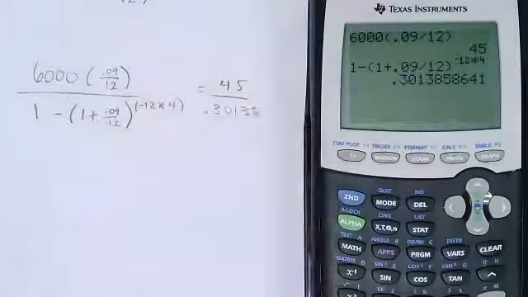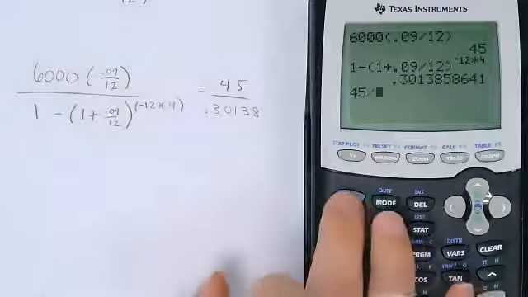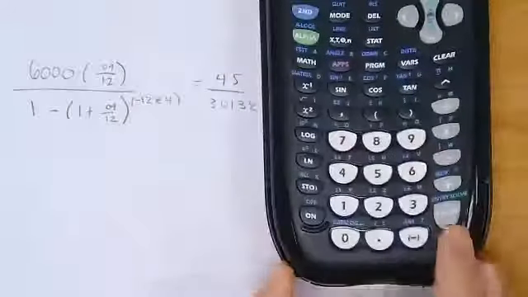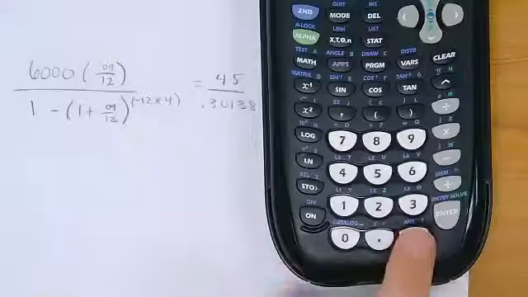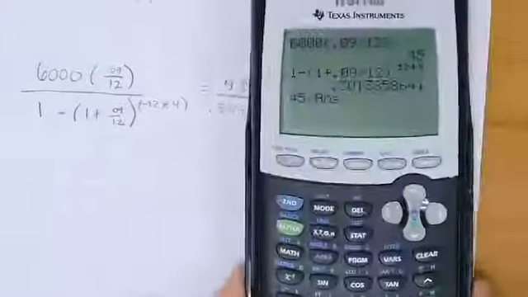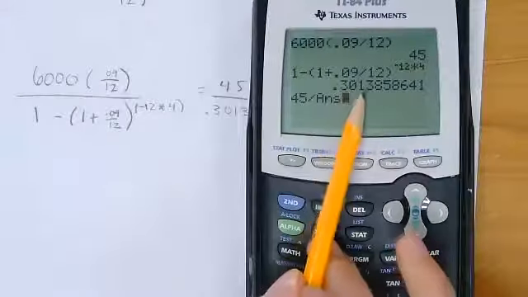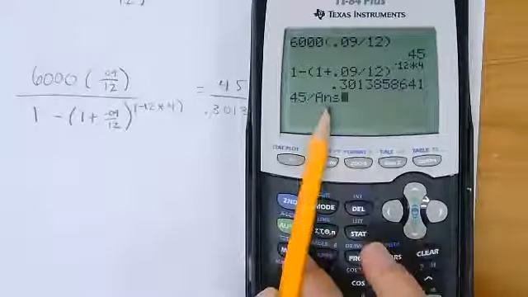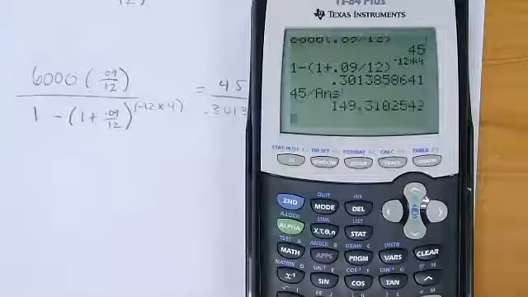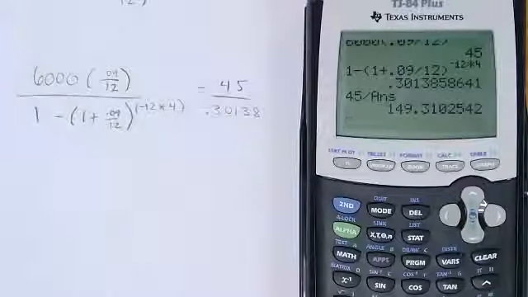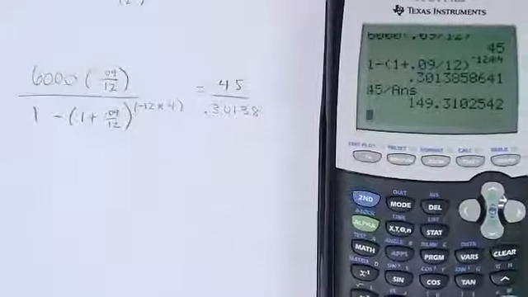0.30138. Now I am going to do what I did last time, where I'm going to take that 45 and then divide by my blue button, second, and then answer right here. That's taking that previous value of 0.301385861, and it's just putting me right there. So I press enter and I get $149.31.